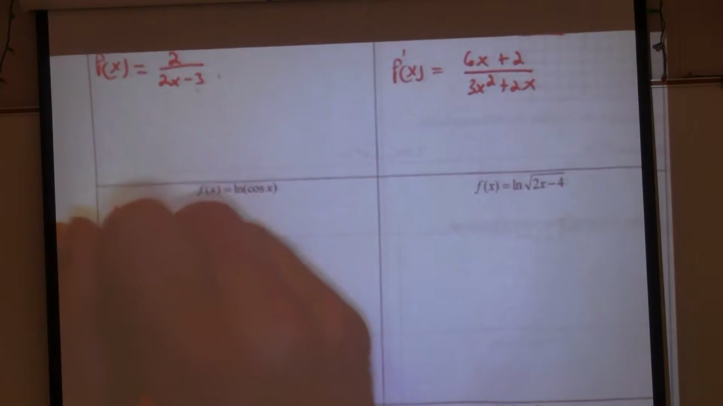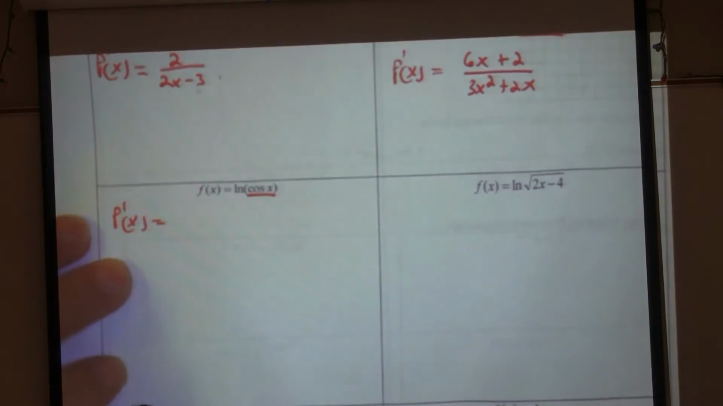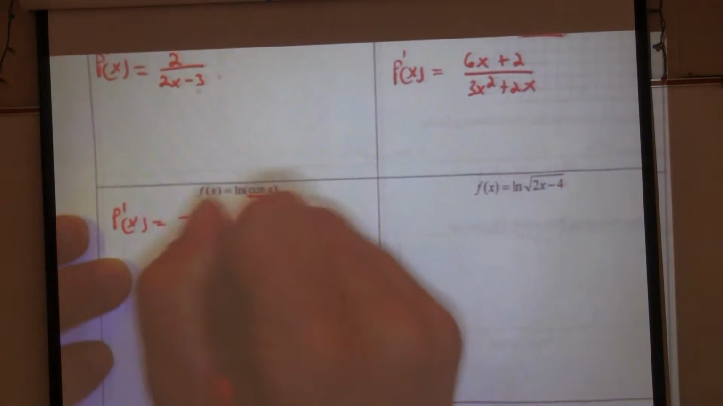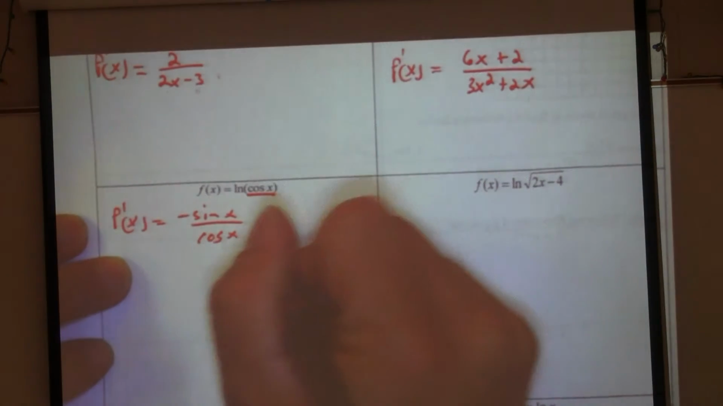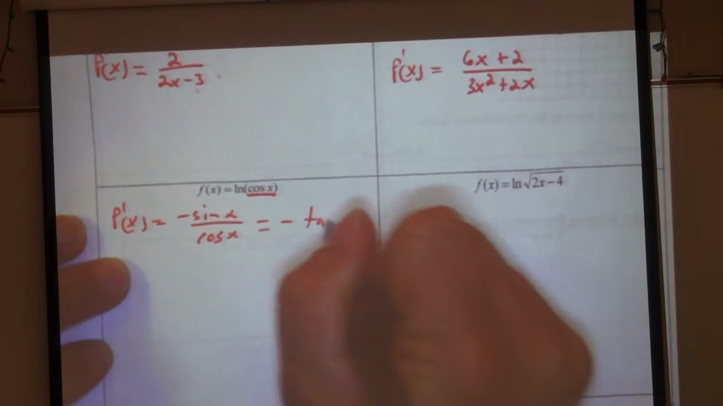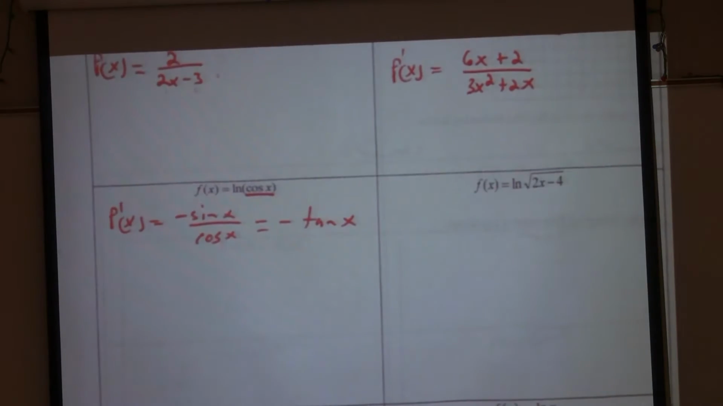Alright, try the next one. Derivative of this one. What's the stuff? What's the derivative of the stuff? Negative sine of x over cosine x. Can that be simplified? Negative tangent x. Very good.